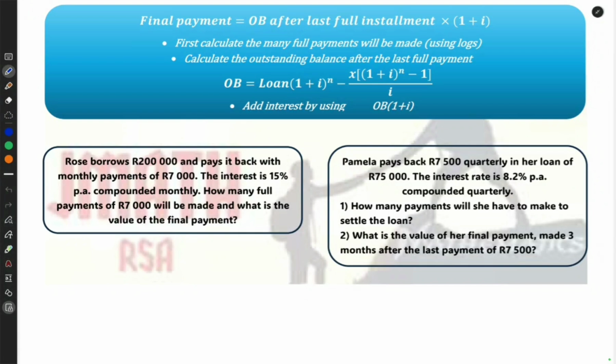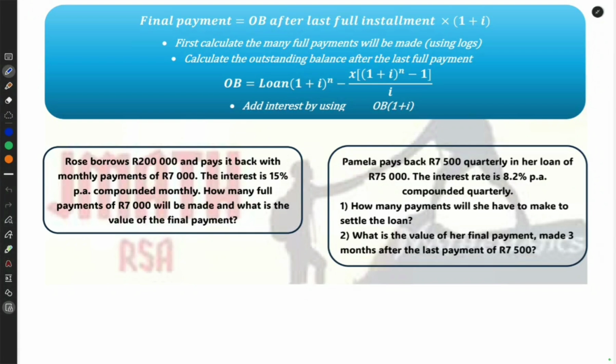In both of these questions, they don't tell me how long the loan period is, and I need to work out how many times I pay the actual X value that they told me. That you do with logs. The following step is you take that N value and work out the outstanding balance for the number of months or payments that you just worked out.